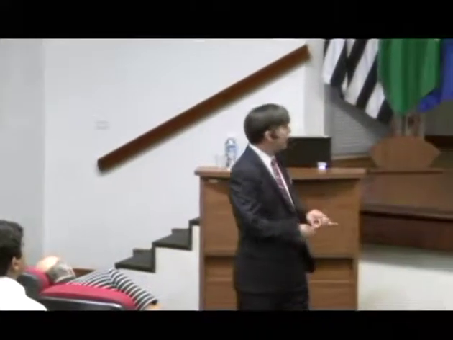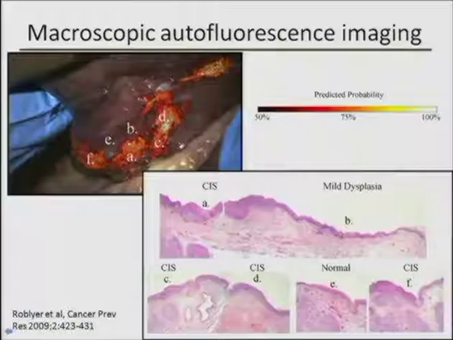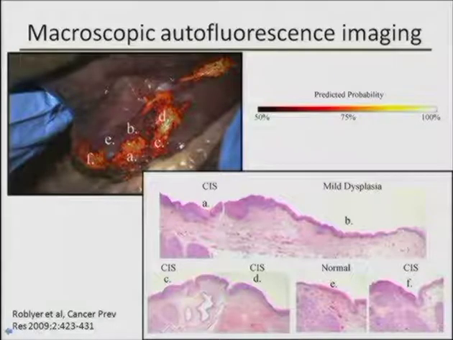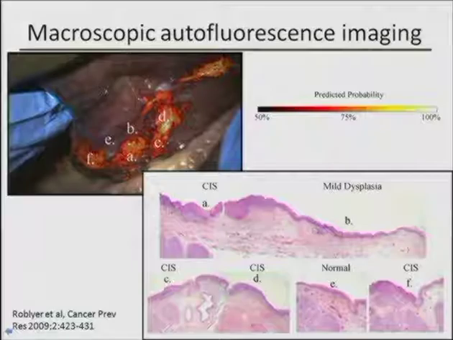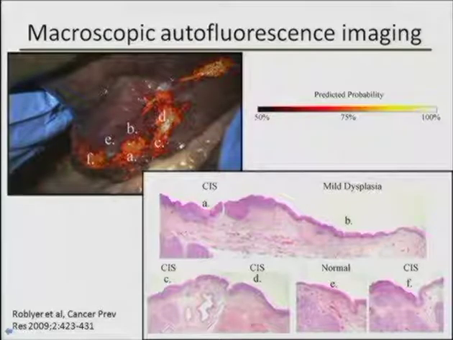And so this shows an example in which a probability map has been overlaid onto a white light image of the tissue, and you can see the correspondence with histopathology here. If we go from A to B, we're going from an area of carcinoma in situ to mild dysplasia. If we go from E to F, we're going from an area of normal to carcinoma in situ. So you can see a general correspondence here to what we see in the histopathology.